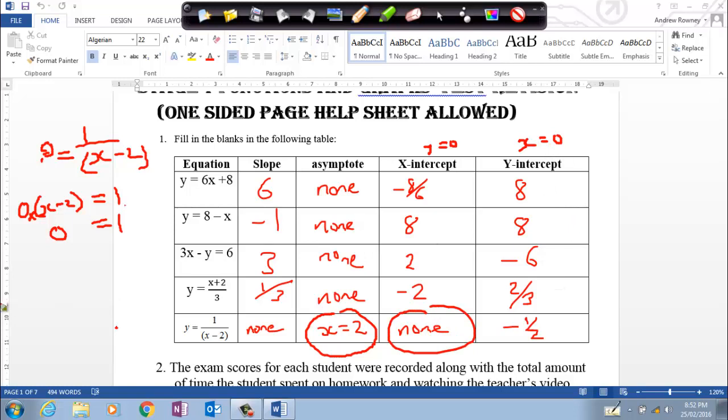Now the y-intercept when x is 0, so same thing, 1 over, but instead of x you're going to put 0, so you end up with 1 over minus 2, which is minus a half, and that's that one there.